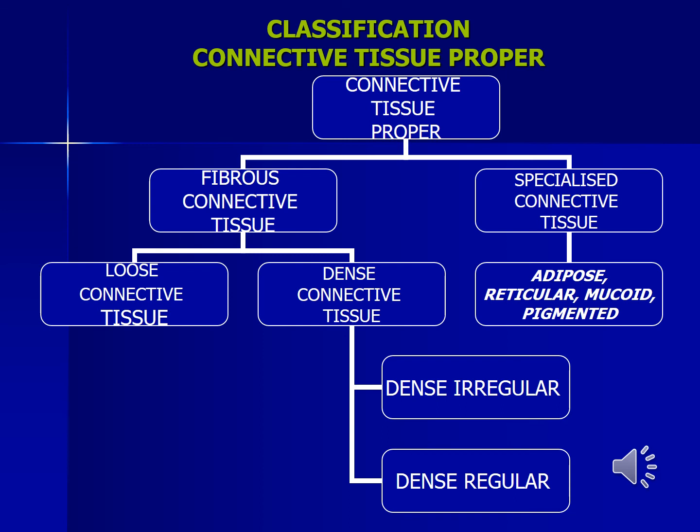Next, specialized connective tissues. Specialized connective tissues include specialized cells. For example, adipose tissue includes many adipocytes. Reticular connective tissue includes reticulocytes and reticular fibers. Mucoid connective tissue includes more extracellular ground substance and does not include fibers. And pigmented connective tissue includes many pigment cells.